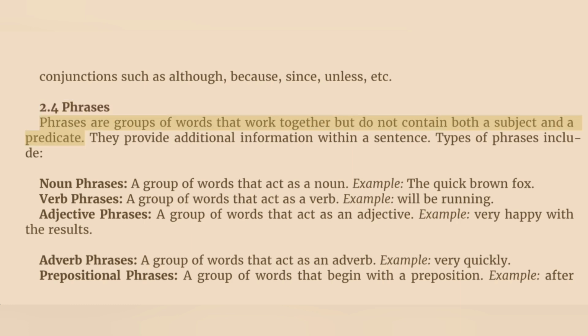2.4 Phrases. Phrases are groups of words that work together but do not contain both a subject and a predicate. They provide additional information within a sentence. Types of phrases include noun phrases, a group of words that act as a noun. Example: the quick brown fox. Verb phrases, a group of words that act as a verb.